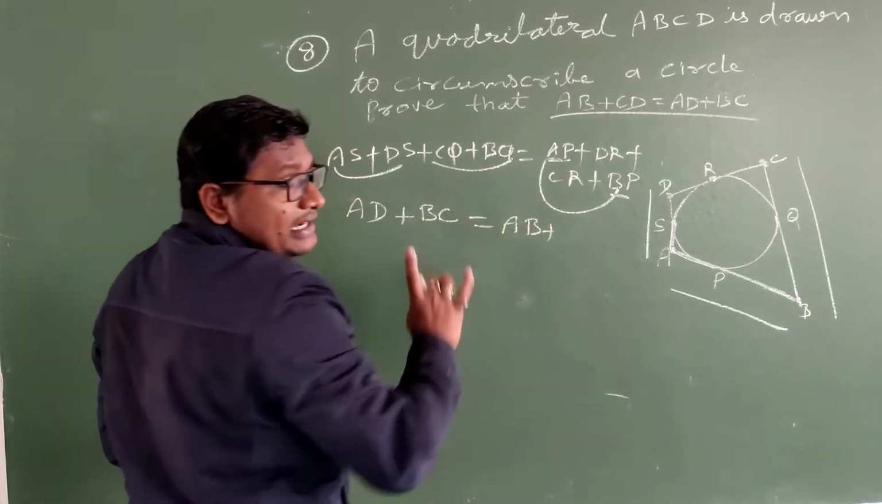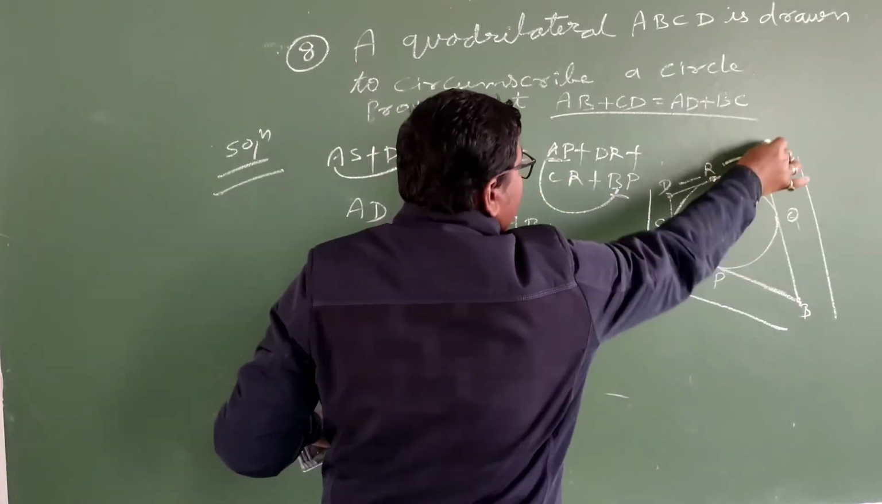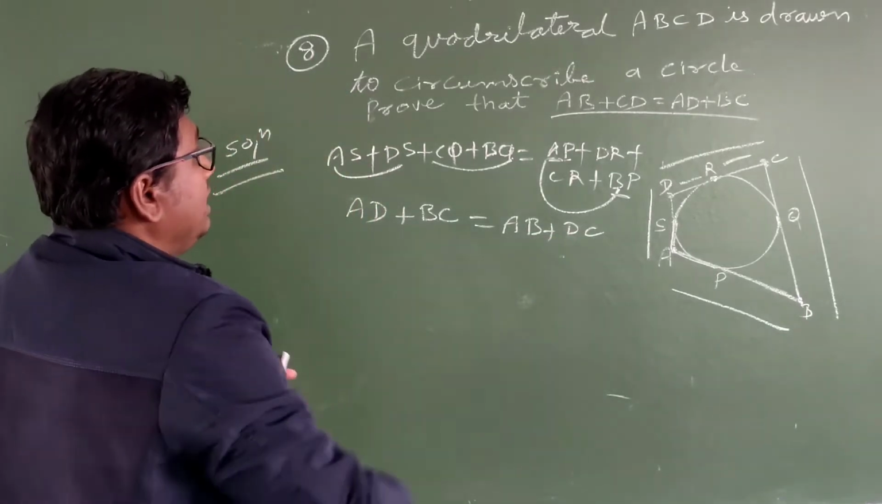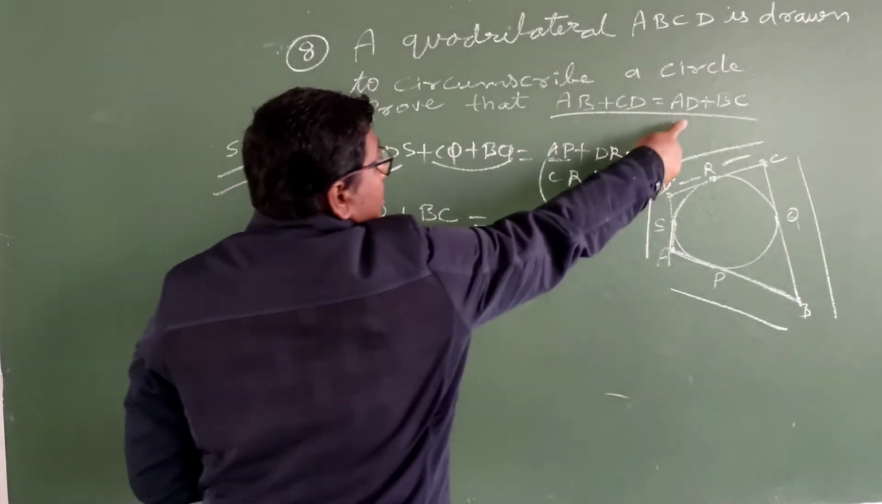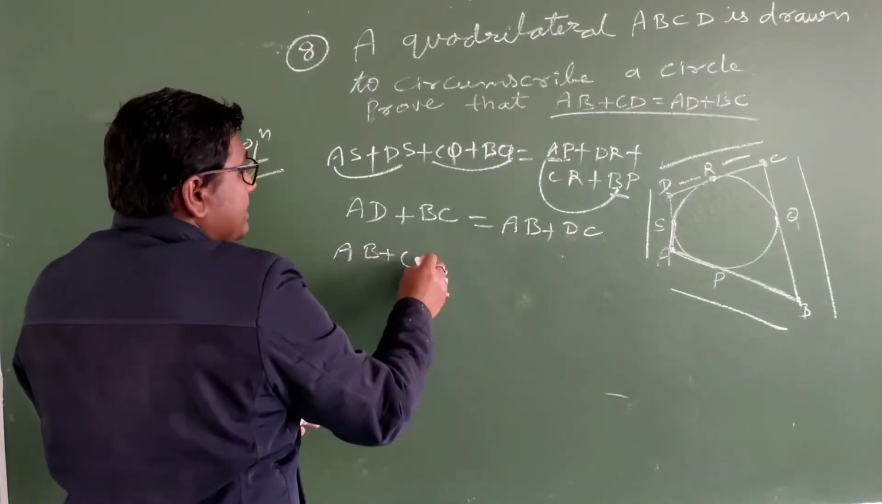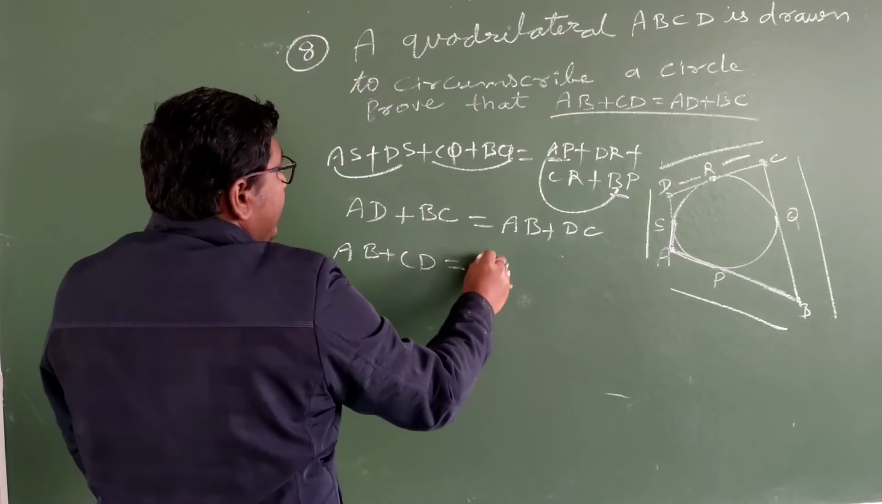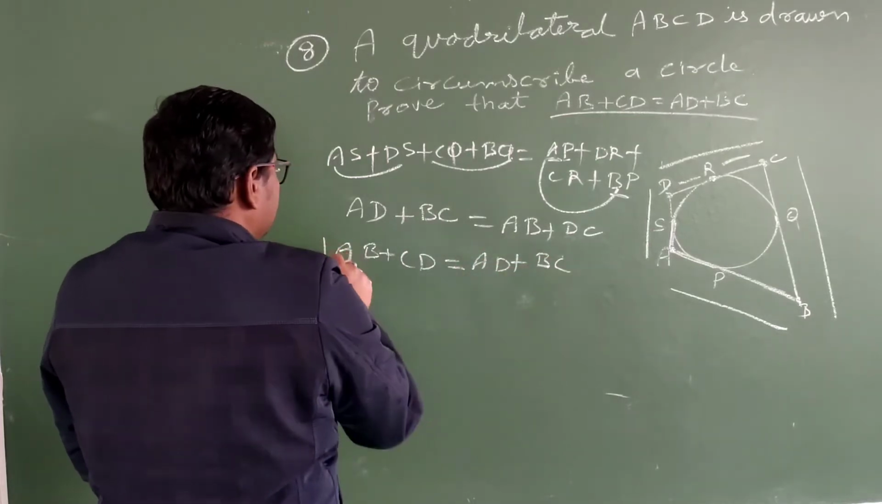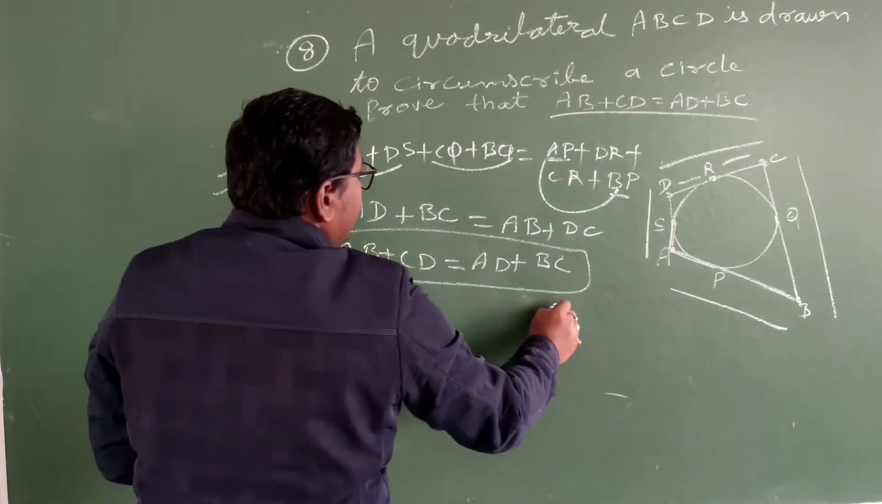And now DR and CR will make DC. So you see, I have got the result. That is AB plus DC is equal to AD plus BC. We can arrange this: AB plus CD, and here AD plus BC. So we have got the proof.